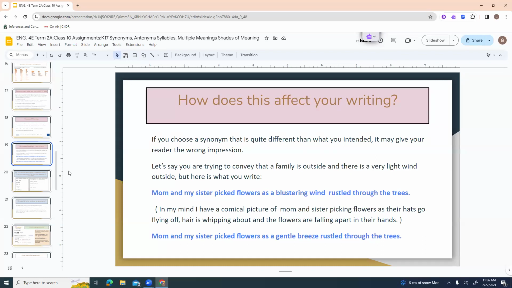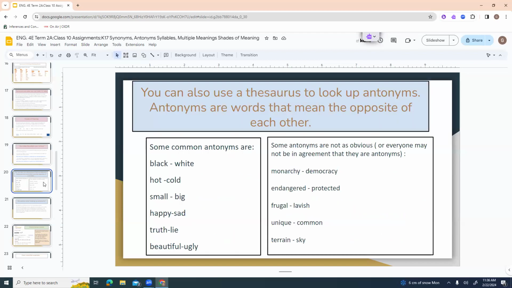Instead, I might want something more like mom and my sister picked flowers as a gentle breeze rustled through the trees. That kind of gives a more accurate picture of what I was aiming for.